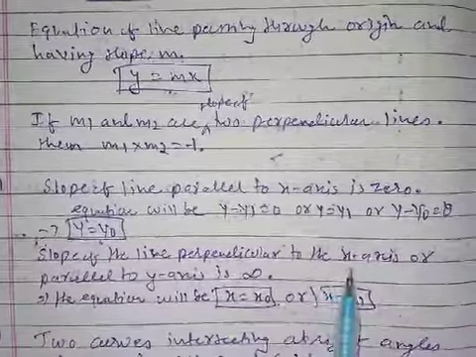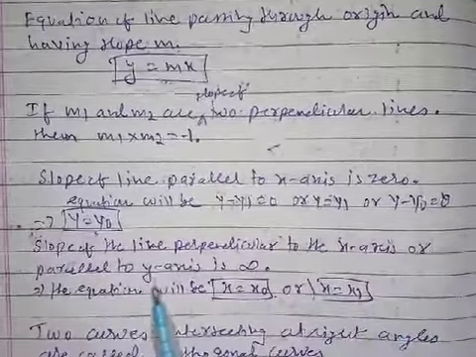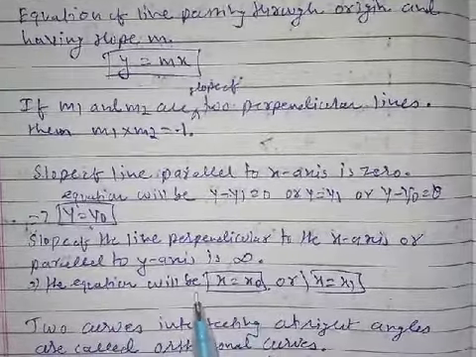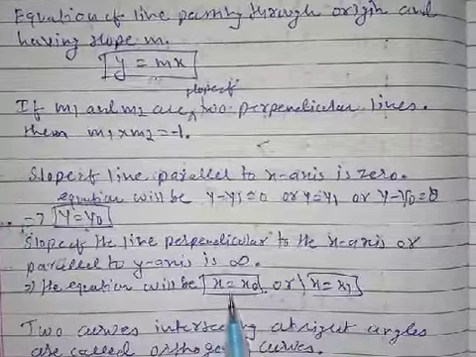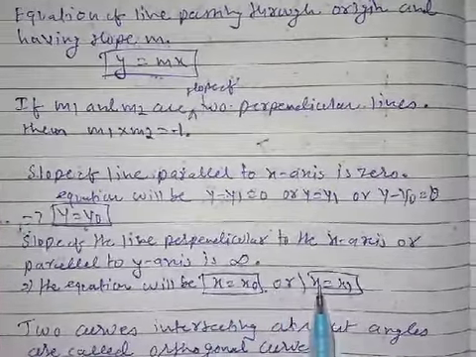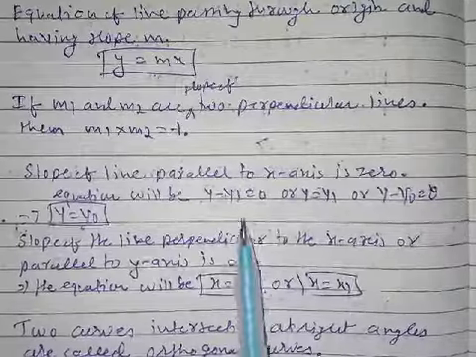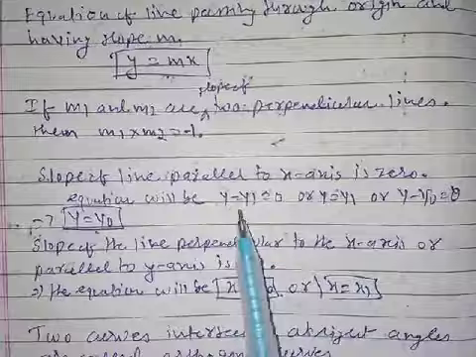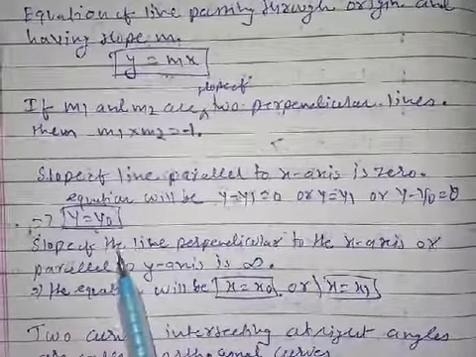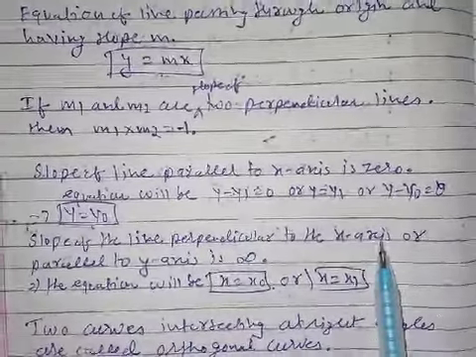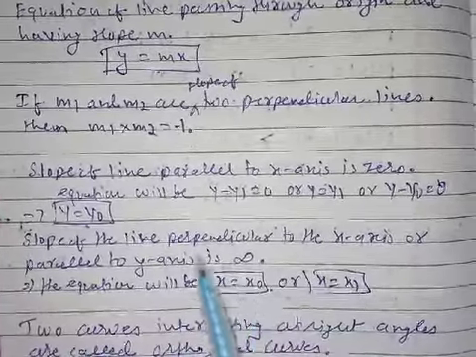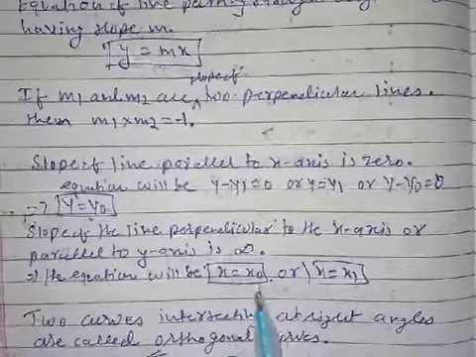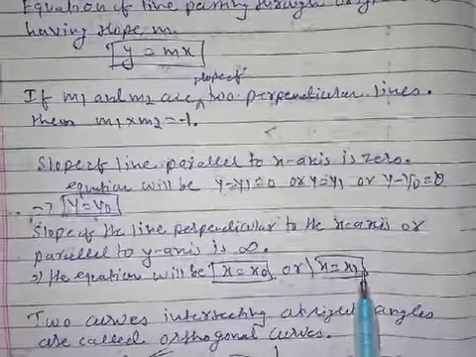Slope of a line perpendicular to x-axis, or we can say parallel to y-axis, is infinity. In that case the equation will be x is equal to x0 or x is equal to x1. Here we have to know: if it is parallel to the x-axis, then the y coordinate is considered, therefore y is equal to y1. And if it is perpendicular to the x-axis and parallel to y-axis, then only the x coordinate will be taken: x is equal to x0 or x is equal to x1.